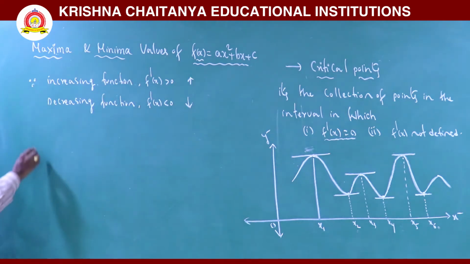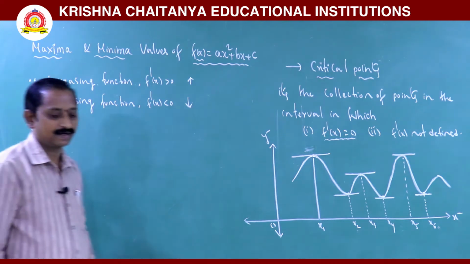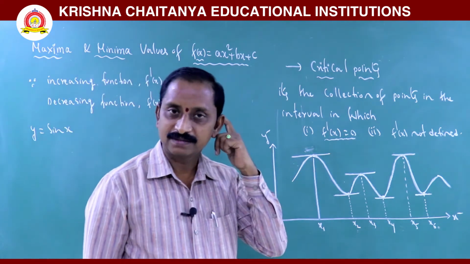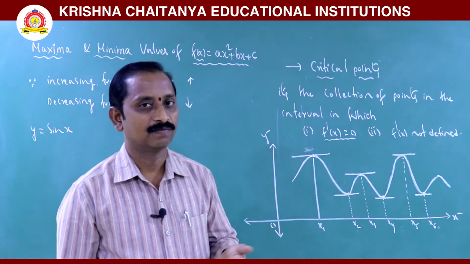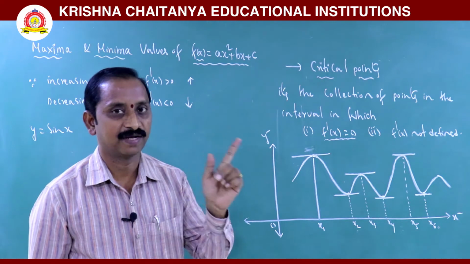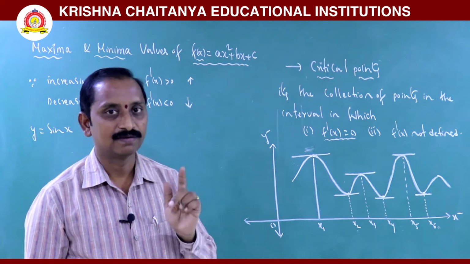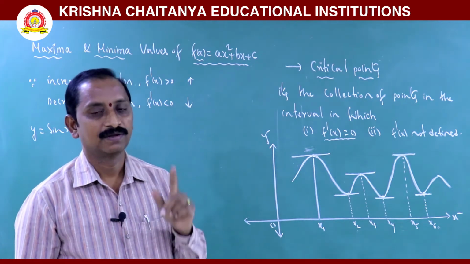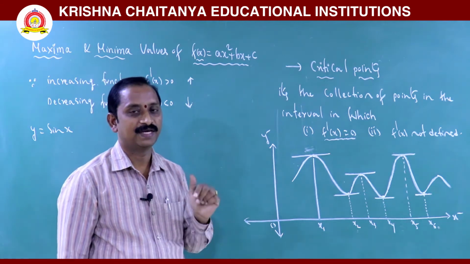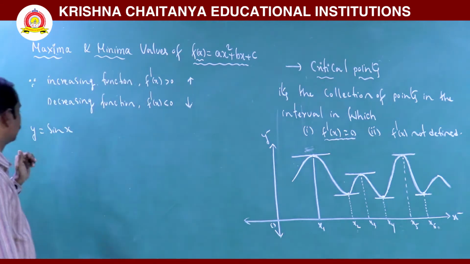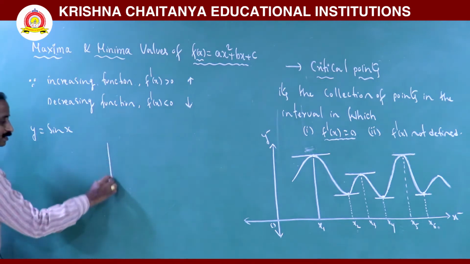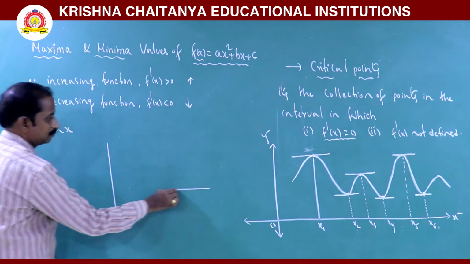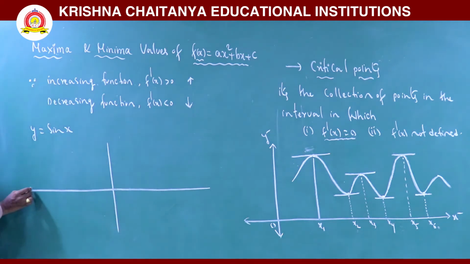Now, consider a graph, for example, y is equal to sin x. For the graph y is equal to sin x, what is the maximum and what is the minimum? We know that the greatest value of sin x is 1 and the least value of sin x is -1, so the range of sin x is -1 to 1. So, where does the maximum occur and where does the minimum occur according to the graph y is equal to sin x? Let us consider the graph of y is equal to sin x.